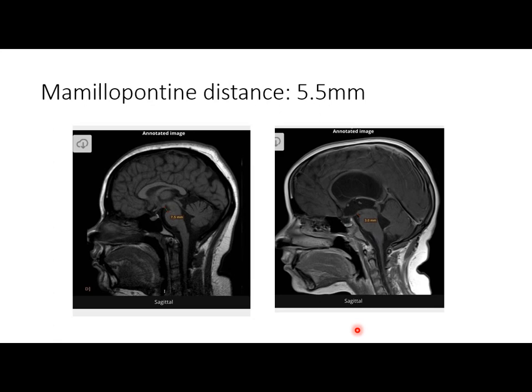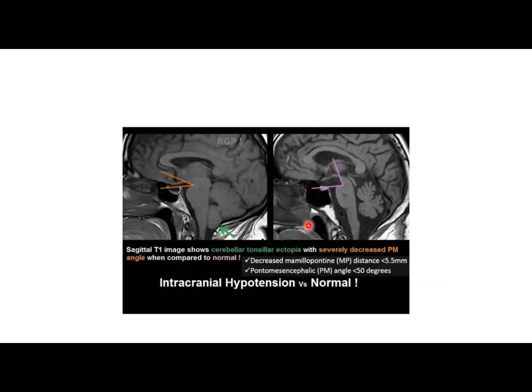This distance will be decreased in idiopathic cerebral hypotension. And also, we can see here the gyri, how it's present. And here, in the case of hypotension, it will present like this because of the edema. And here we have this angle, which is the ponto-mesencephalic angle, which normally should be more than 50. This angle, more than 50.